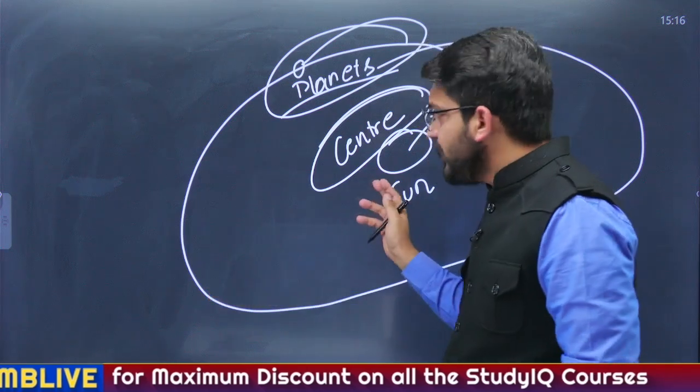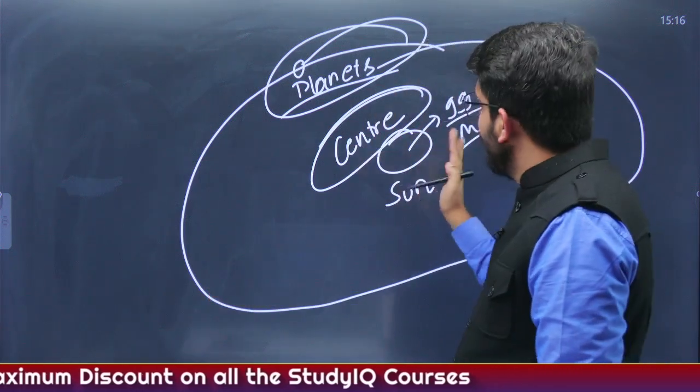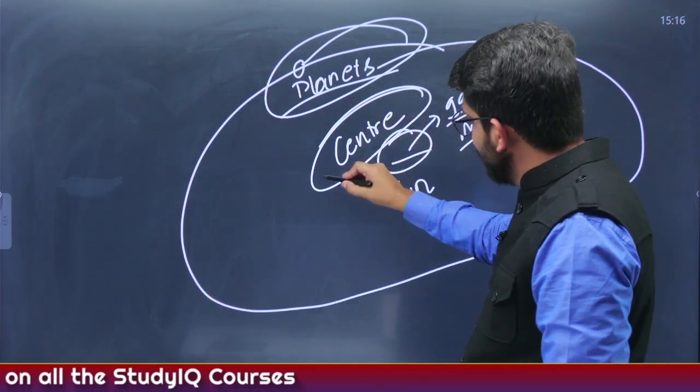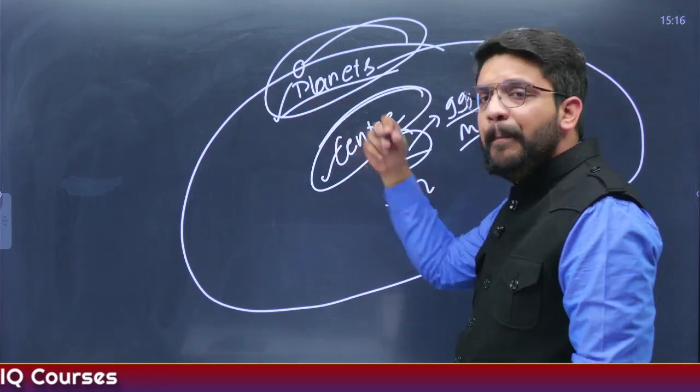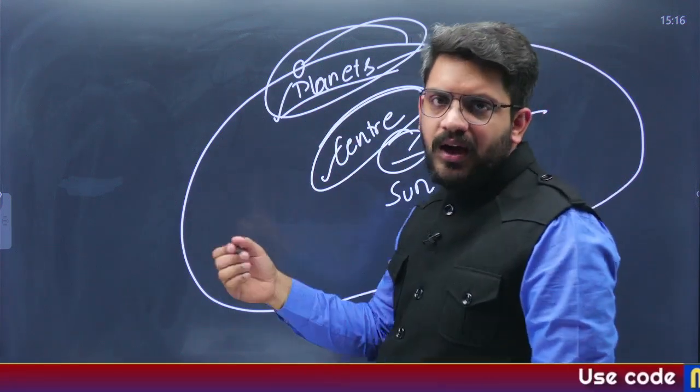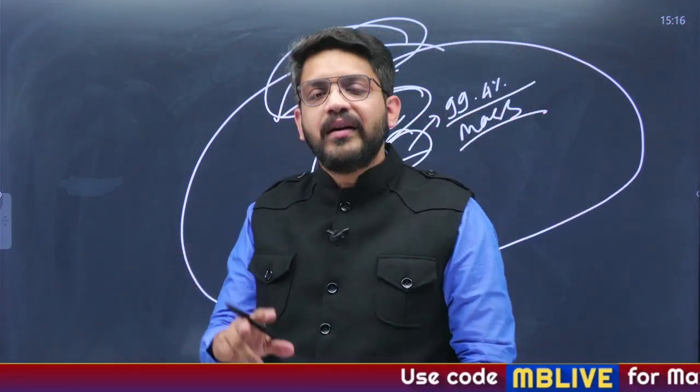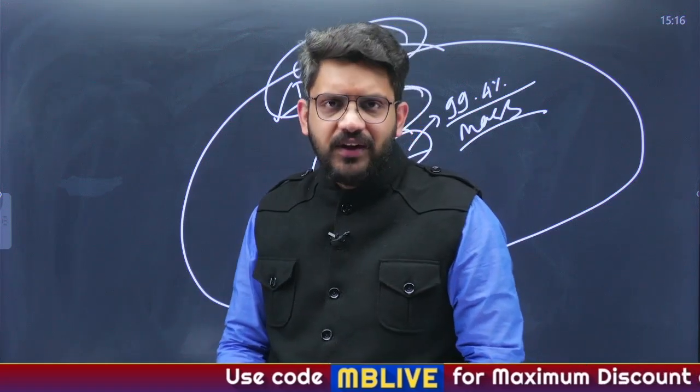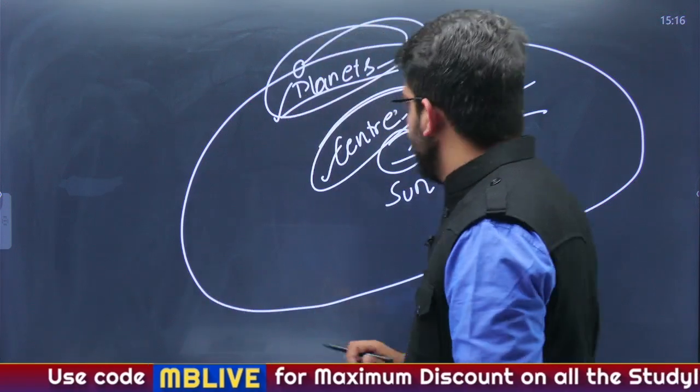So this is the reason why we have the Sun at the center and planets at the periphery, away from the center, due to centripetal force as well as gravitational force. I think till now it is clear.